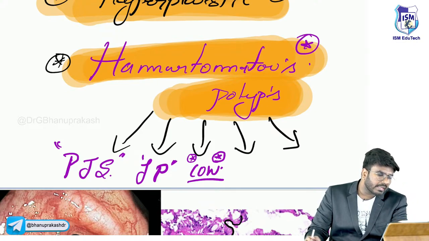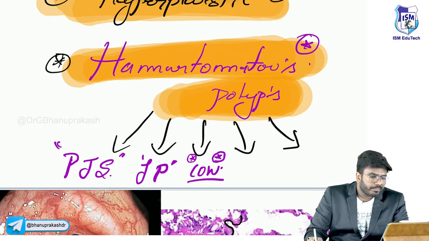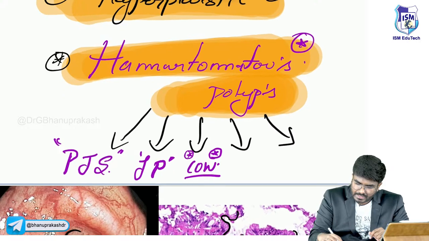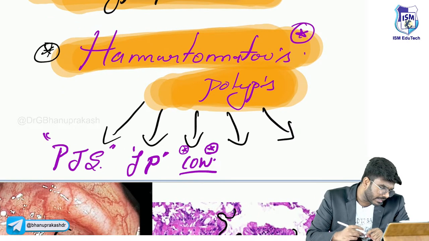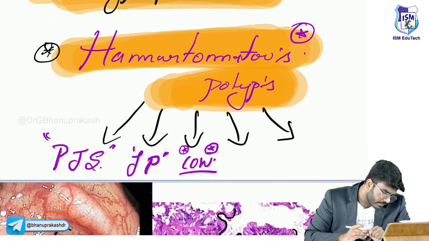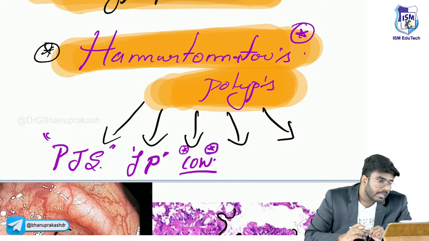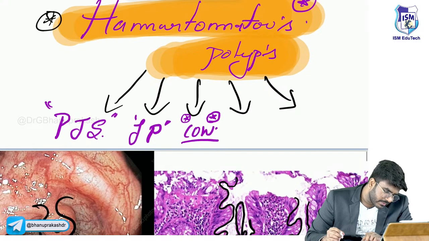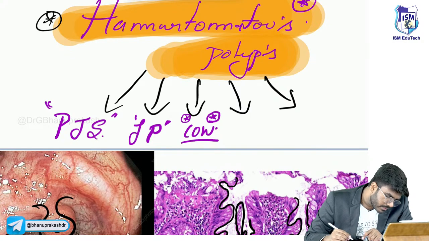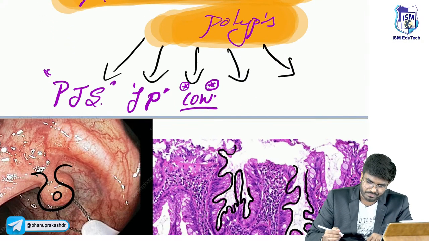Are there any other conditions in which you are going to see these hamartomatous polyps? Any other condition, guys? Do you know? Yes, Cronkhite. Yes, of course. Okay, Cronkhite.